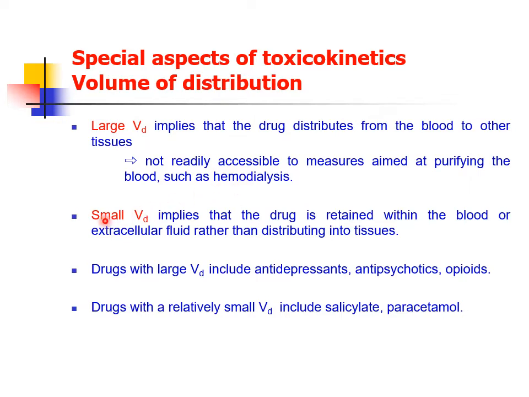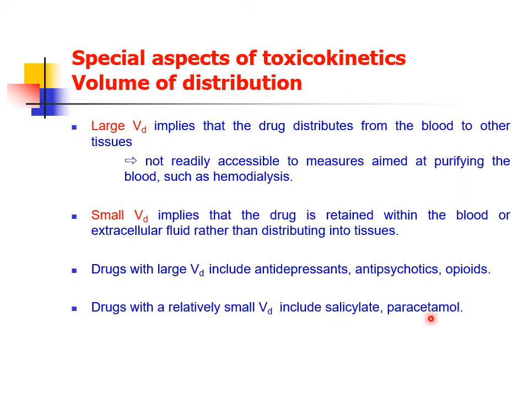On the contrary, a small VD implies that the drug is retained within the blood or extracellular fluid rather than distributing into tissue. So, for a drug with a small volume of distribution, I can use hemodialysis. Drugs with large VD include antidepressants, antipsychotics, and opioids. Drugs with relatively small VD include salicylates and paracetamol.